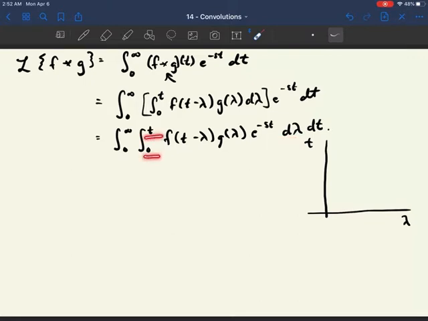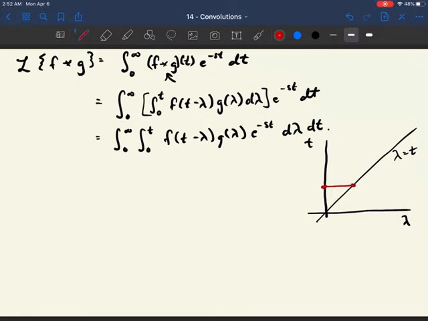We have two different variables, lambda and t. And this says the inner integral is with respect to lambda. It says lambda is always going to be going from 0 to t. Okay, so we need the line lambda equals t, which is exactly here in this plane.